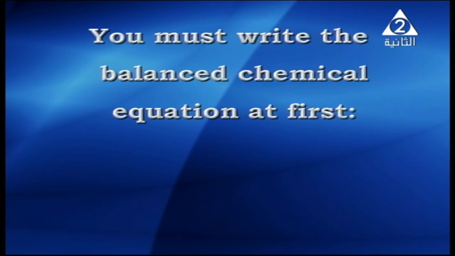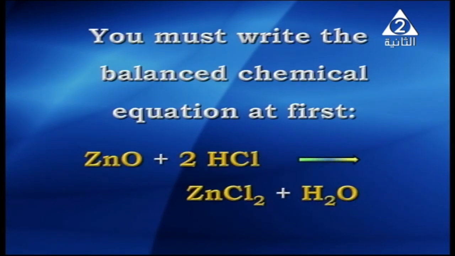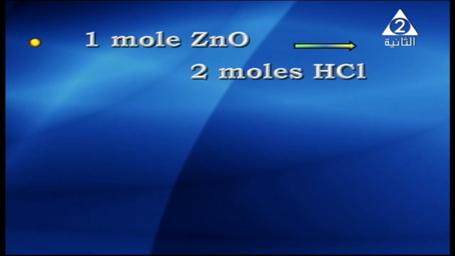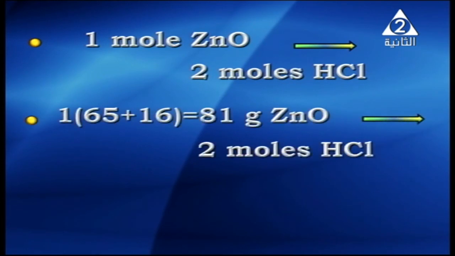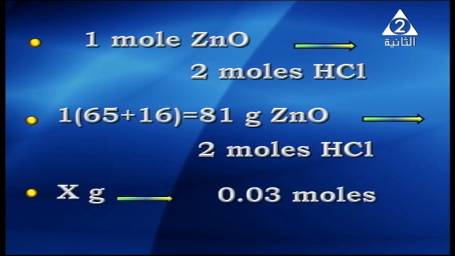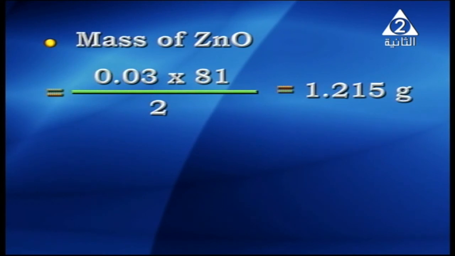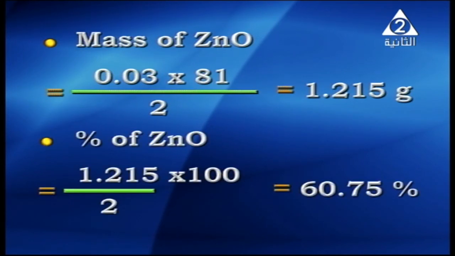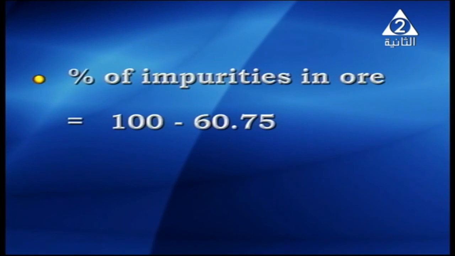So we must write the chemical equation at first. So zinc oxide plus 2 HCl gives zinc chloride plus water. So 1 mole of zinc oxide reacts with 2 moles of HCl. So 1 times 65 plus 16 equal 81 gram of zinc oxide reacts with 2 moles of HCl. So X gram reacts with 0.03 moles. So the mass of zinc oxide equals 0.03 times 81 over 2 equal 1.215 gram. So percentage of zinc oxide equal 1.215 over 2 times 100 equals 60.75%. So percentage of impurities in the ore equal 100 minus 60.75 equals 39.25%.